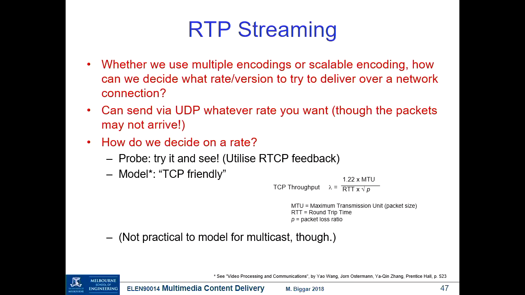Most obviously, if we're multicasting, then we can't do this because we have different network conditions for our different receivers. There's a different round trip time to different receivers, and there's a different packet loss ratio for different receivers. Is that the rate for the connection?